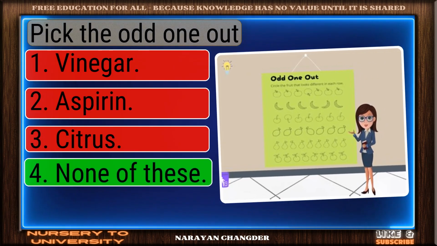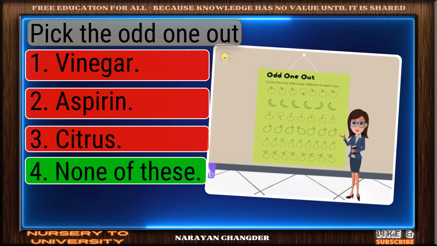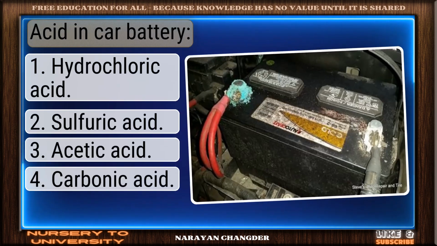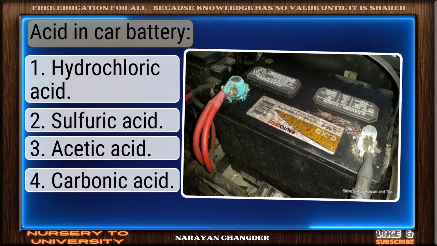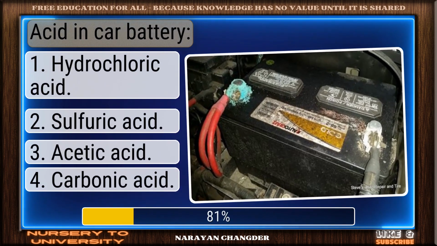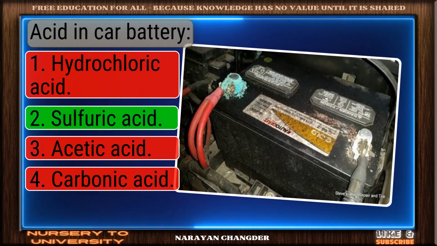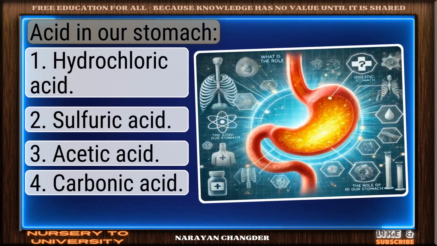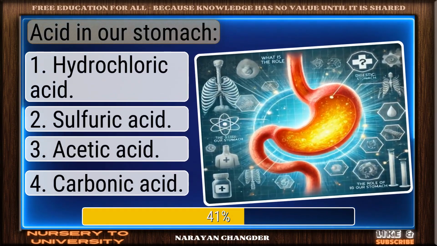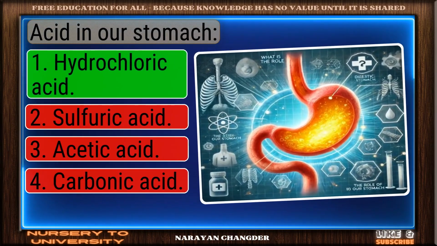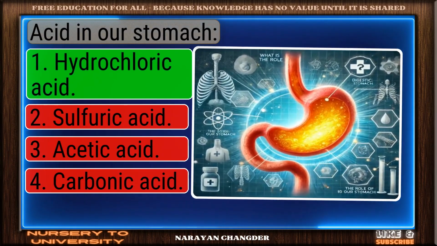Great thinking. None of these is the right choice. Question number 247. Acid in car battery. Correct. Sulfuric acid is the right answer. Question number 248. Acid in our stomach. Right choice. Hydrochloric acid is the best answer.